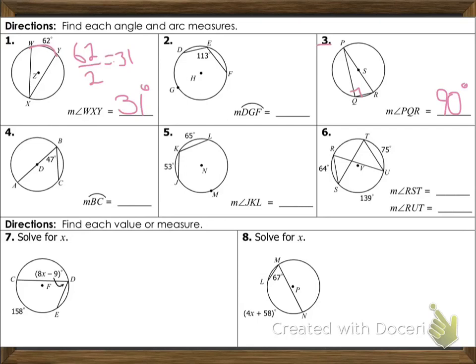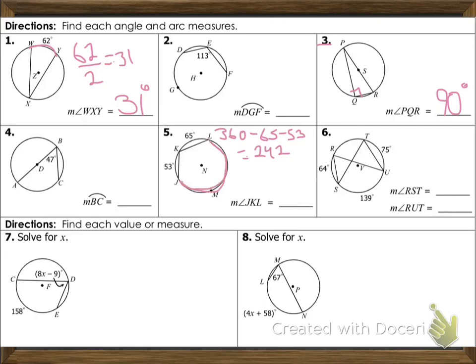Looking at number 5, this one's got a few more steps in it. First off, I need to know the measure of this arc, and that will tell me the measure of my missing angle. Remember, a circle adds up to 360. So if I do 360 minus the other two measures that I have, 65 and 53, you're going to end up getting 242 when you subtract it. So 242 is going to be the measure of my arc.